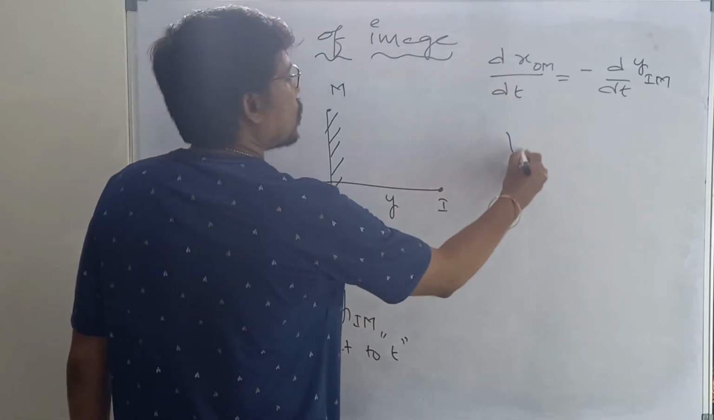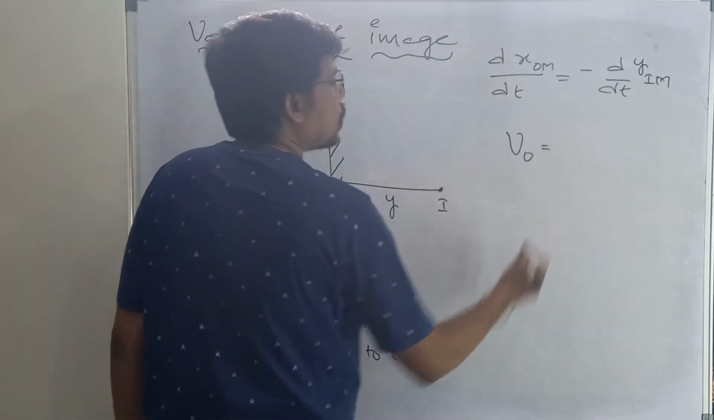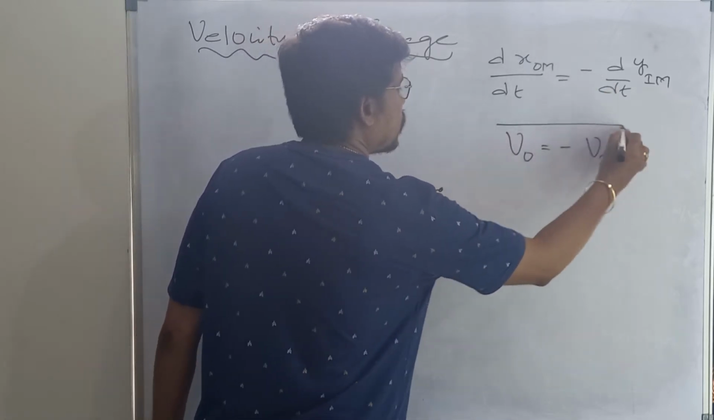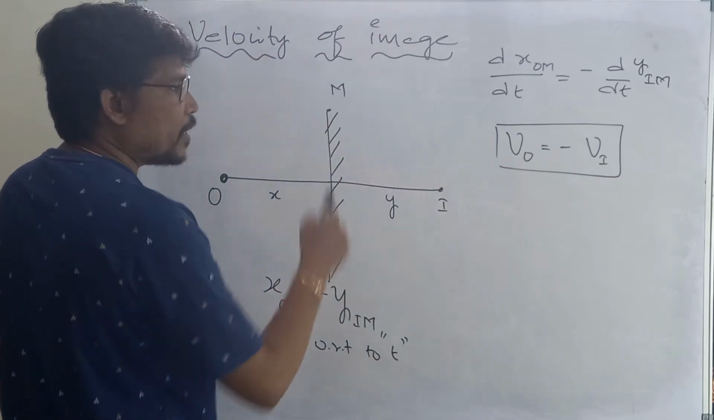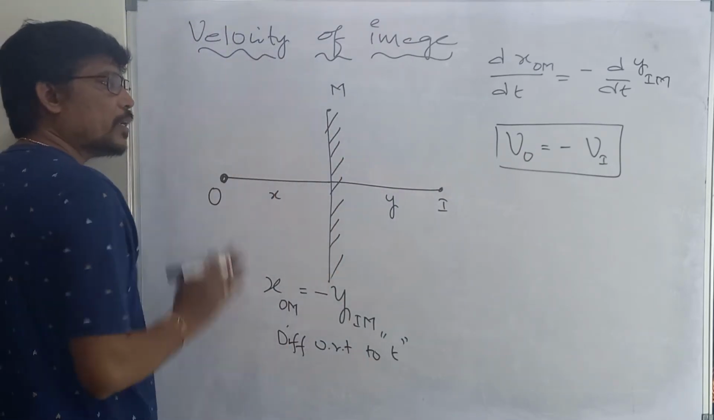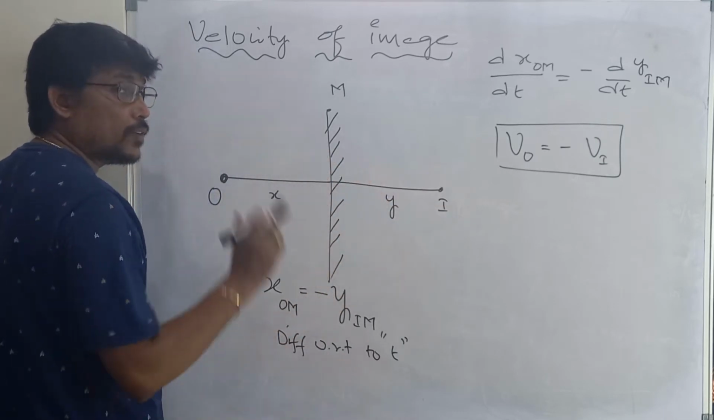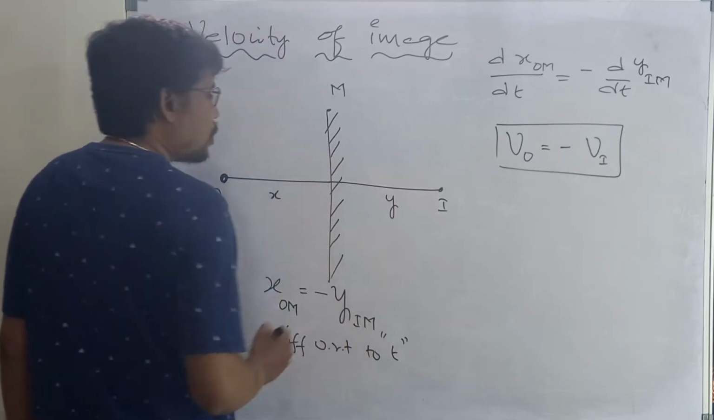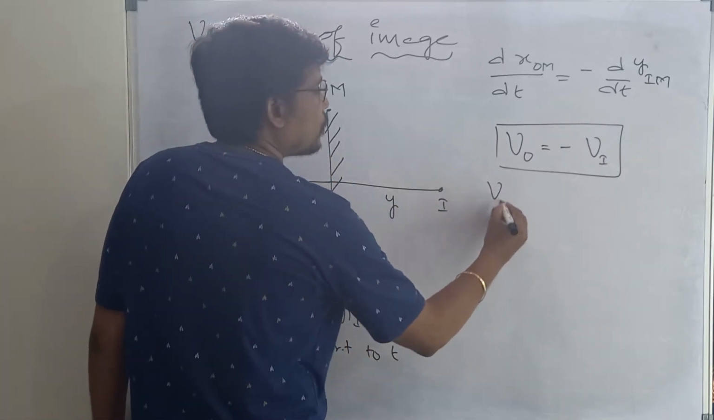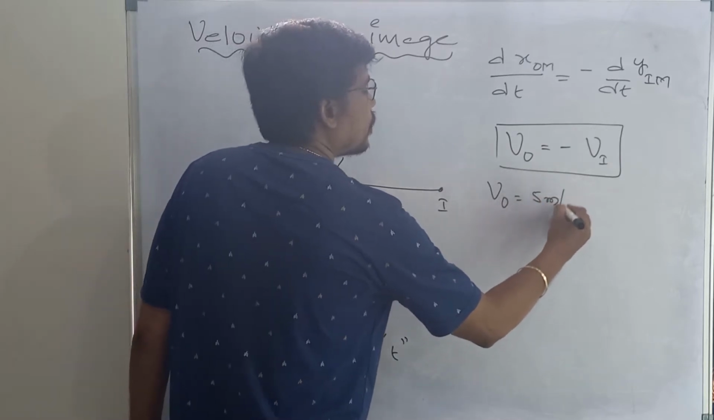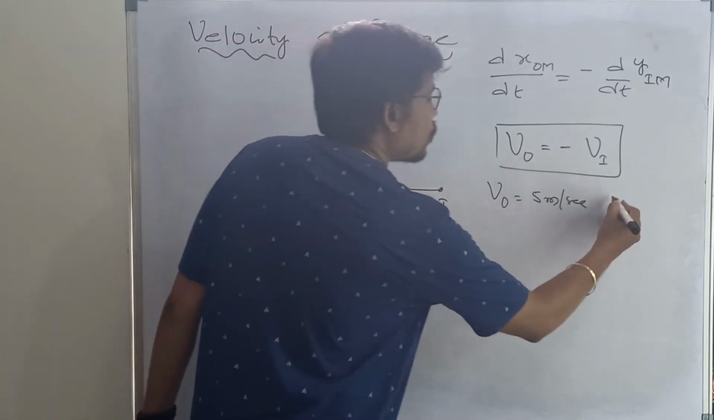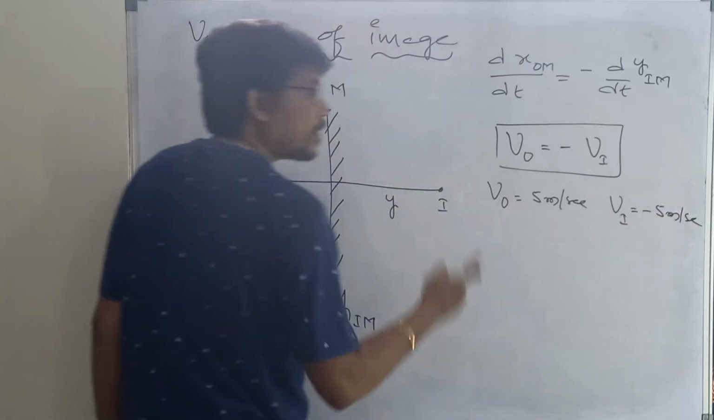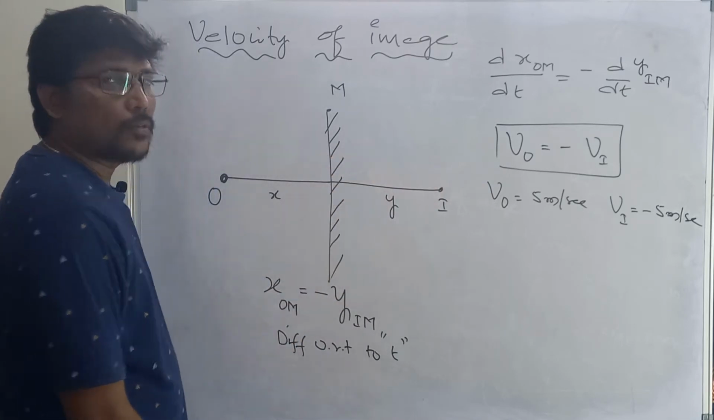So this is simply the velocity of the object, which is equal to minus the velocity of the image. What is the meaning of it? If the object is moving towards the mirror, the image is also moving towards the mirror with the same velocity. Suppose the object is moving at 5 meters per second, then the image is also moving at 5 meters per second. That minus indicates it moves towards the mirror.